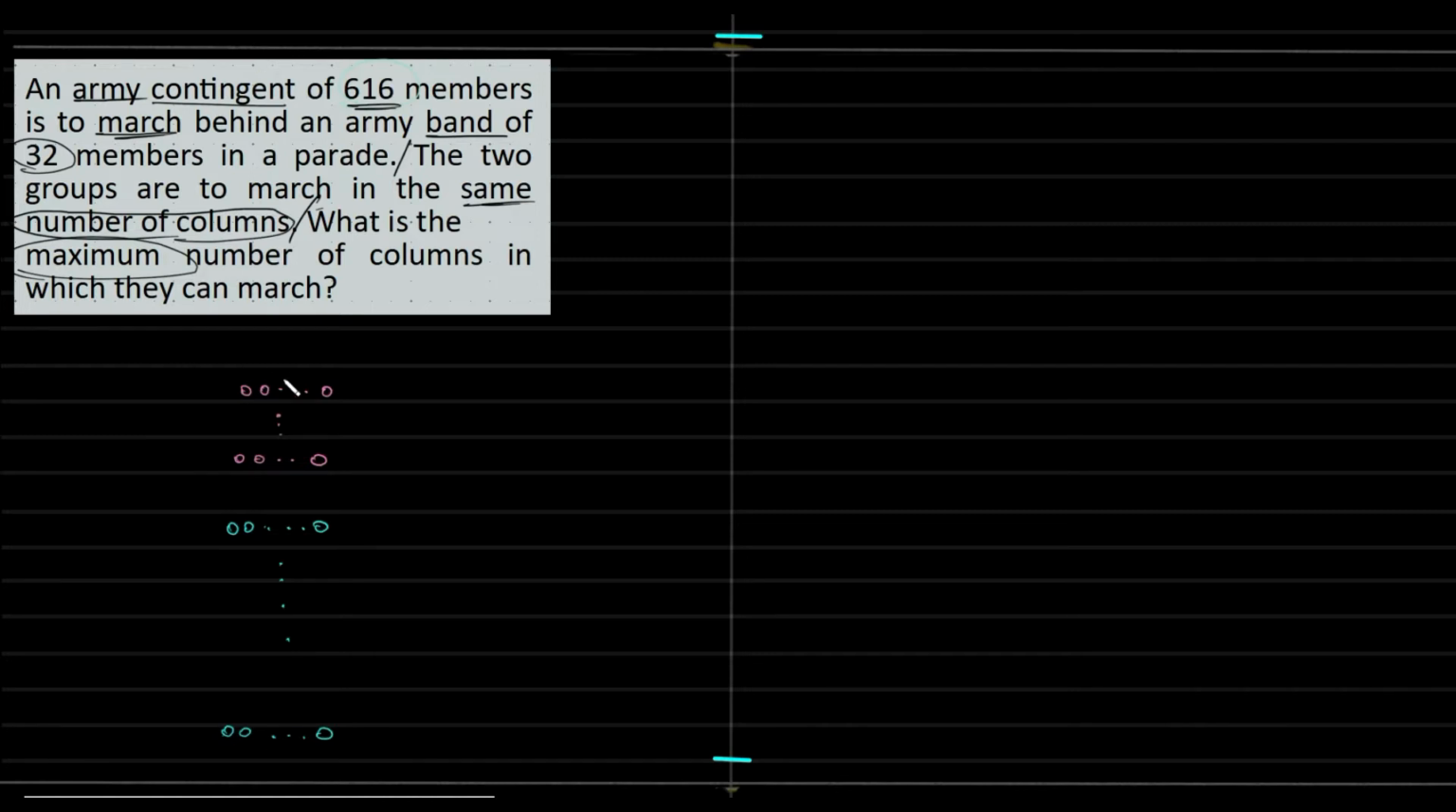Question is clear. So first of all, we need to understand what is a row and a column, because they use the word column. These are rows and these are columns. Columns are up to down while rows are left to right. This you need to remember.